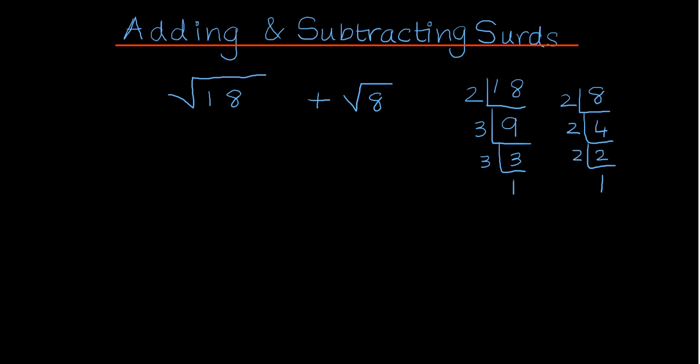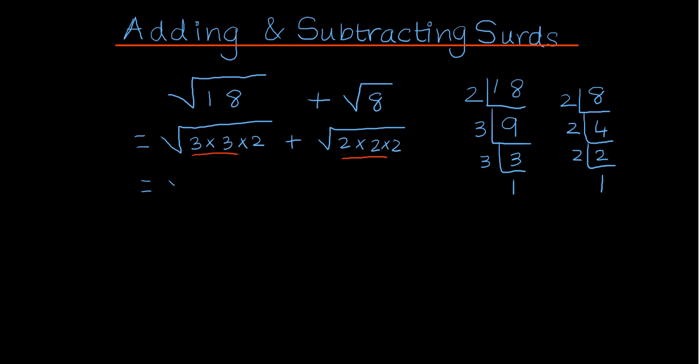So what we have is square root of 18 can be written as 3 times 3 times 2, and square root of 8 can be written as 2 times 2 times 2. And as we saw previously, we need to try and identify some squares. So 3 times 3 is a square, 2 times 2 is a square. So that can be further written as, oh, I forgot the equal sign, here we go. Square root of 9 times 2 plus square root of 4 times 2.